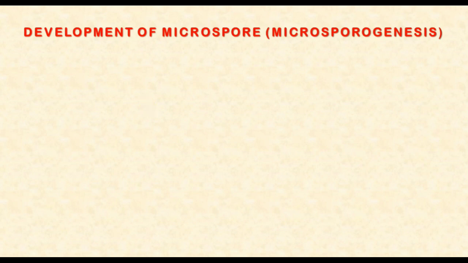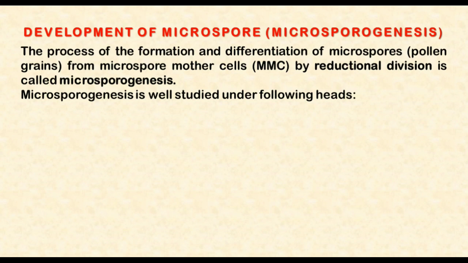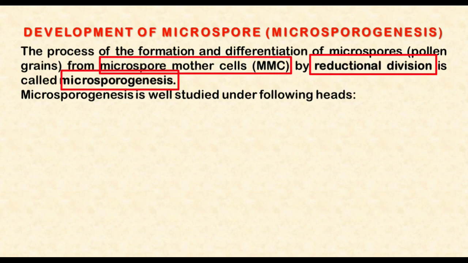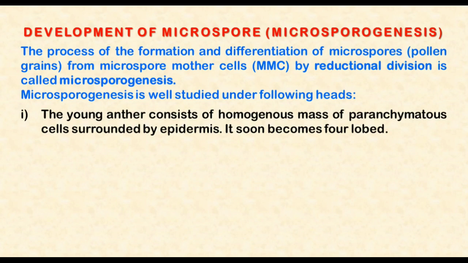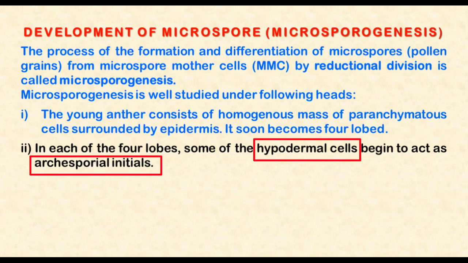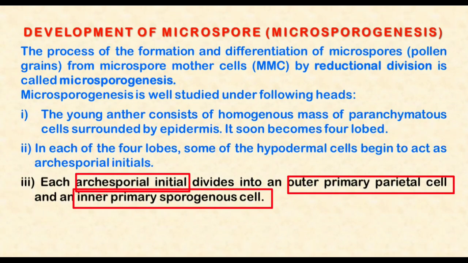Next is development of microspore or microsporogenesis. The process of formation and differentiation of microspores from the microspore mother cells by reductional or meiotic division is called microsporogenesis. Here also young anther consists of epidermal cells together with a sterile mass of parenchymatous tissue, and it soon becomes four-lobed. Then some of the hypodermal cells differentiate to form the archesporial cells. These archesporial cells again divide to form the outer primary parietal cell and inner primary sporogenous cell.